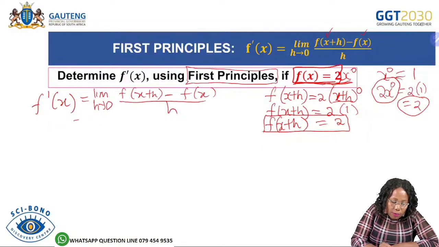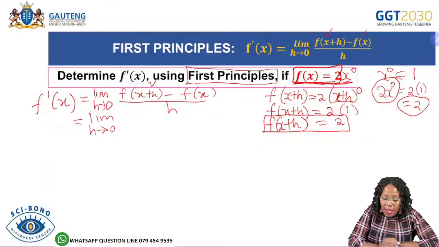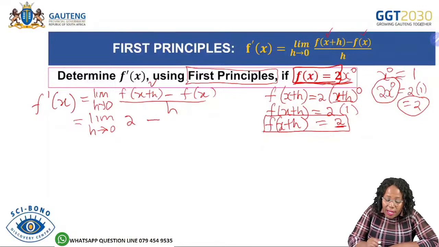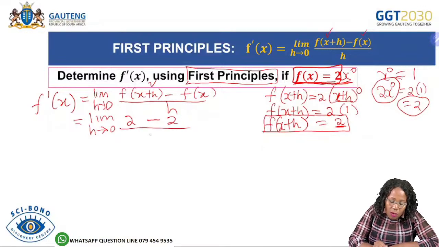Okay, now we have limit of h approaching 0. What is our f at x plus h? It's a 2 that we have calculated there. Minus, what is our f at x? F at x is equal to 2 also. And then all over h.